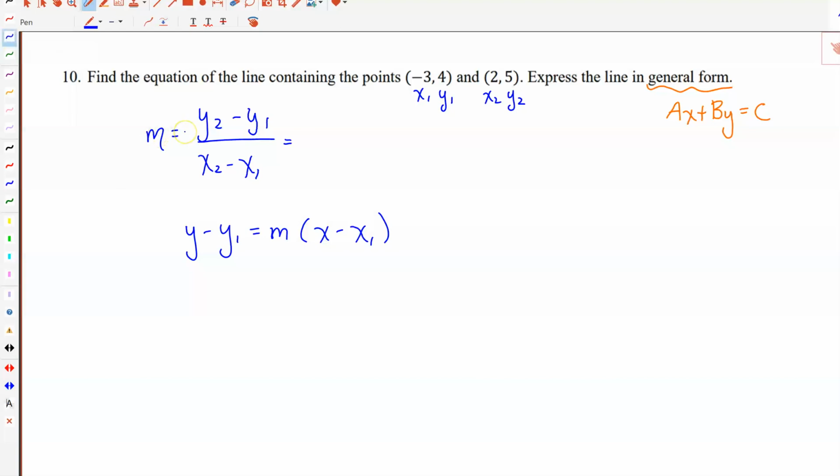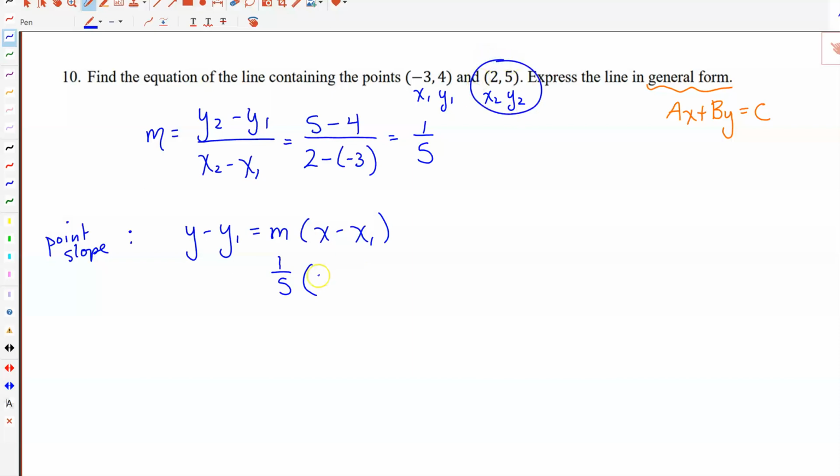So we're going to use point-slope form, but in order to do that, we first have to find the slope. So the slope is going to find the difference of the y-coordinates over the difference of the x-coordinates. So I'll have 5 minus 4 over 2 minus -3, which is going to be equivalent to 1 over 5. Right, so then I'm going to be able to use my point-slope formula. So I'll plug in my slope being 1/5, and it doesn't matter which of the 2 points I use, so use whatever one you would think would be easier. I'm just going to go ahead and use this second ordered pair.